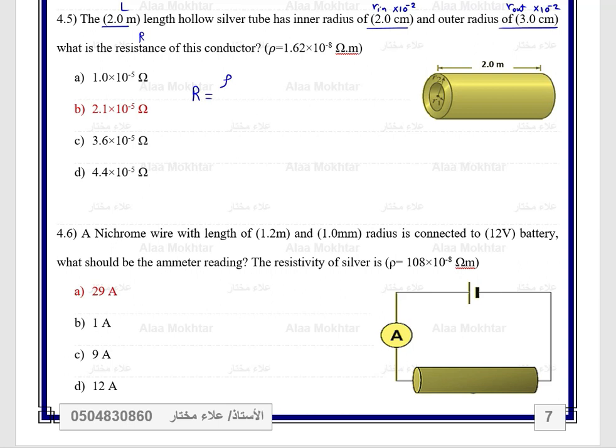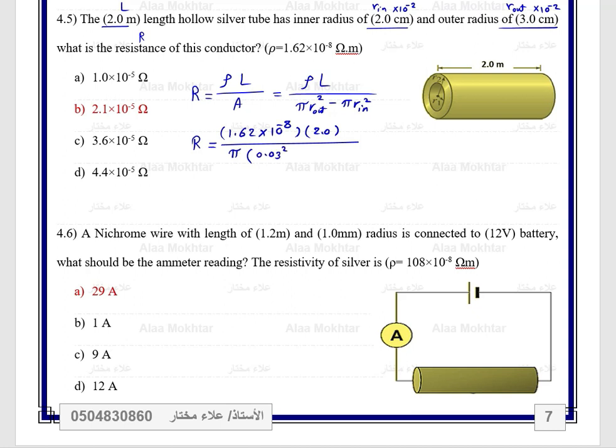R equals rho L over pi R squared if it's solid, but it's hollow. The area in this case will be A out minus A in, so R equals rho L over pi R out squared minus pi R in squared. I can take pi as a common factor, so R equals 1.62 times 10 to the negative 8, the length is 2 meters, over pi times R out, 3 centimeters divided by 100, it will be 0.03 squared, minus 2 centimeters divided by 100, 0.02 squared, and use your calculator and get the answer.